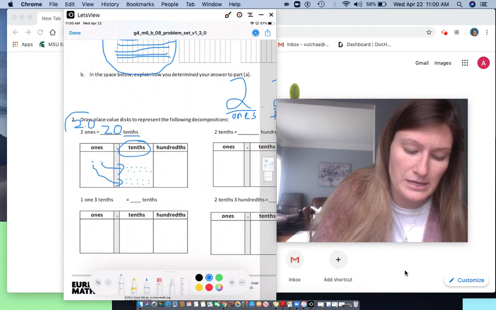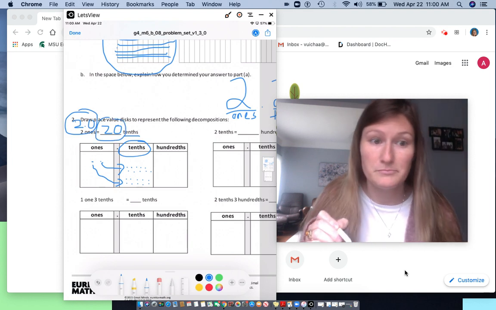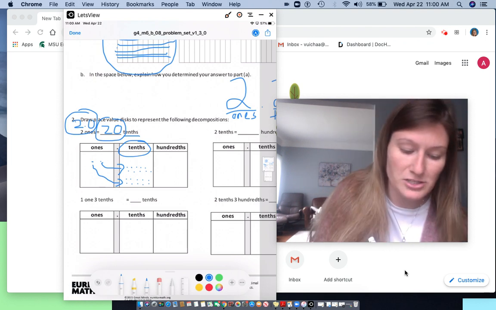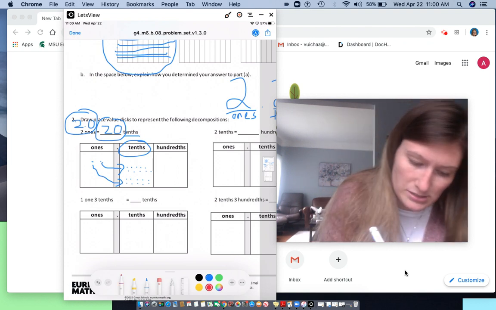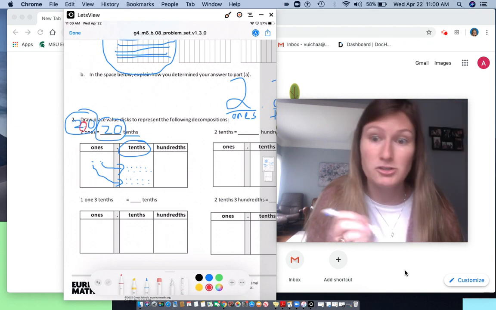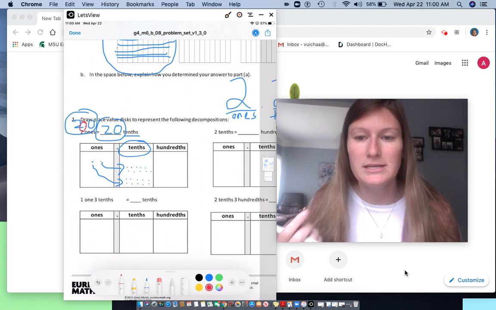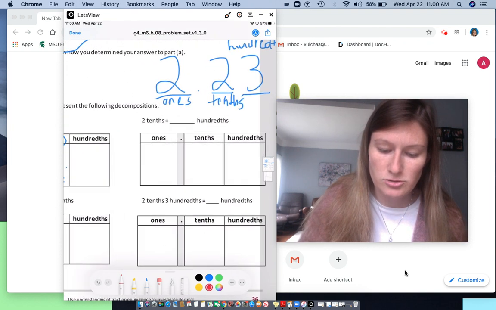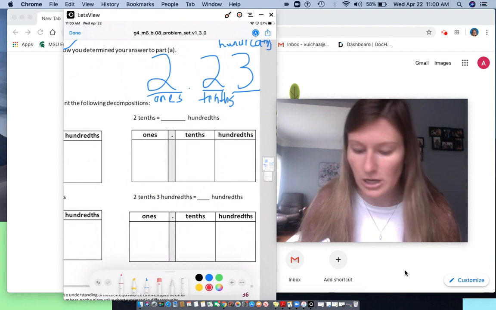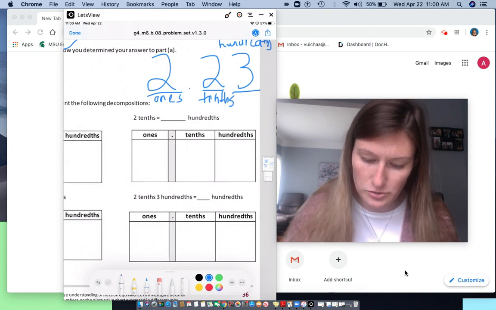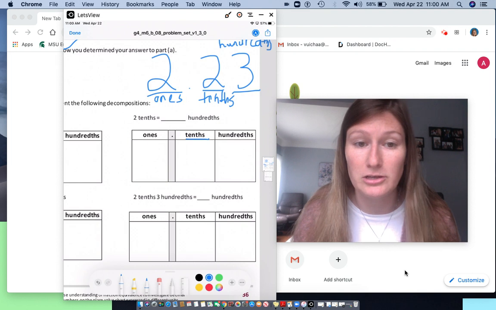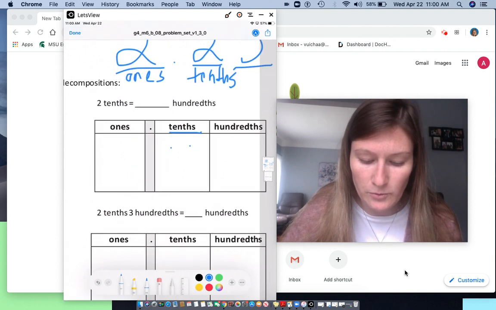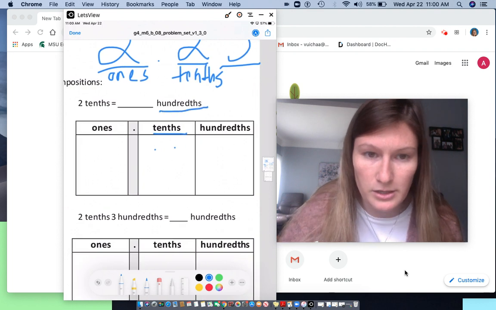Look, is this similar to this? Pretty much, but 2.0 has a decimal in it. If I took away this decimal, it shows me the answer, 20. So let's see if that's true when we do the next one. Again, 2 tenths. So I have to go to the tenths place value chart, and I'm going to make 2 dots. 1, 2.